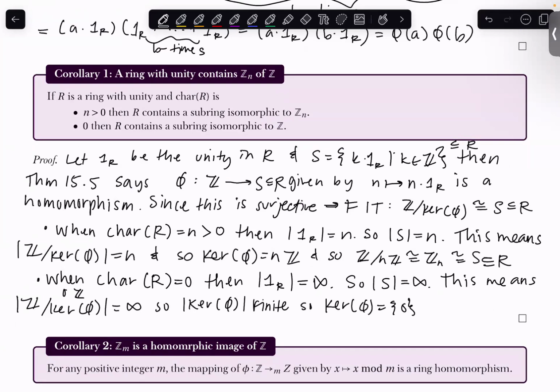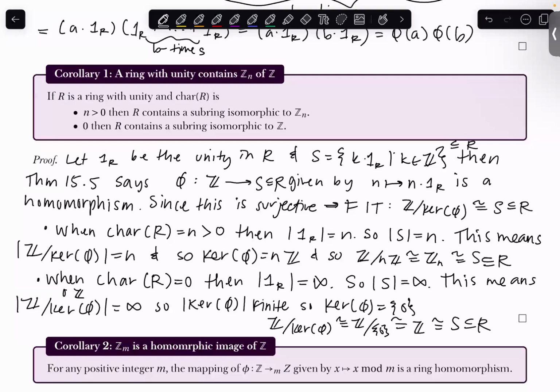Okay, so this is telling me here that Z mod the kernel, which here we said was just the 0 element, but if I mod out by the 0 element, I just get the whole ring back out, is now going to be isomorphic to S, which is a subring of the ring R. So now when the characteristic is equal to 0 for R, I can find some copy of the integers living inside of it. Really something isomorphic to the integers living inside of it here. So that's really what my S is.